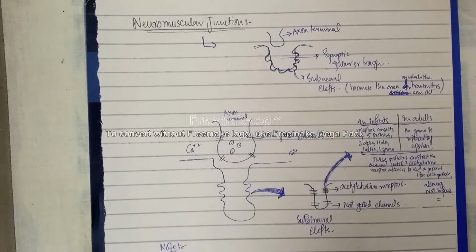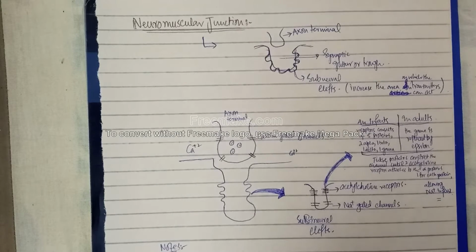Today we are going to talk about the neuromuscular junction: its definition, its anatomy, and the mechanism through which impulses are conducted from the axon to the musculature. So first of all, what is the neuromuscular junction? It is a junction through which the nerve impulse from the axon is transmitted to the musculature, leading to release of calcium ions and in turn leading to muscle contraction.